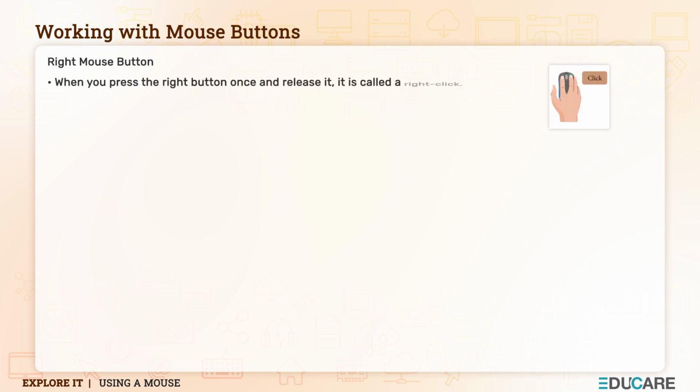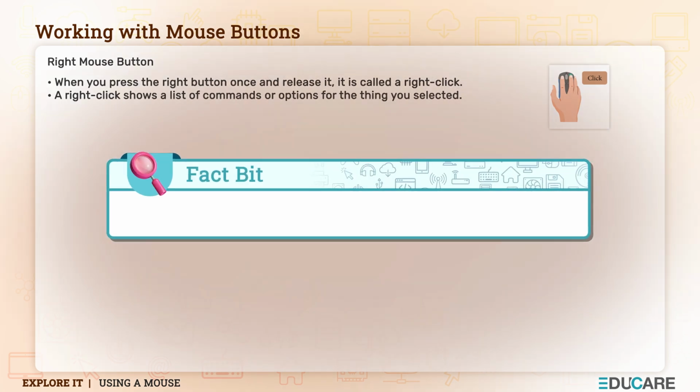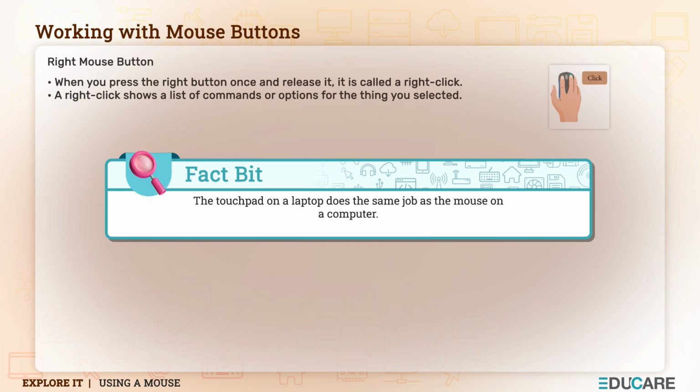Right mouse button. When you press the right button once and release it, it is called a right click. A right click shows a list of commands or options for the thing you selected. Fact bit. The touchpad on a laptop does the same job as the mouse on a computer.